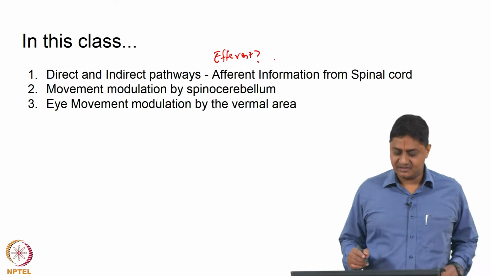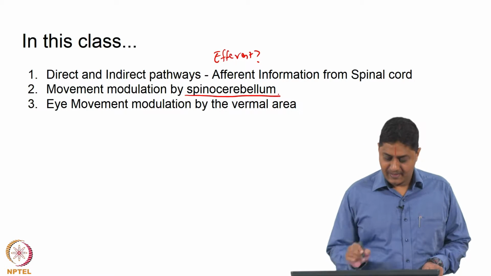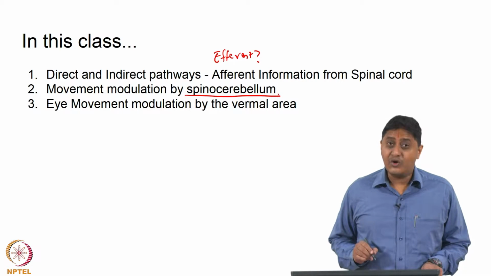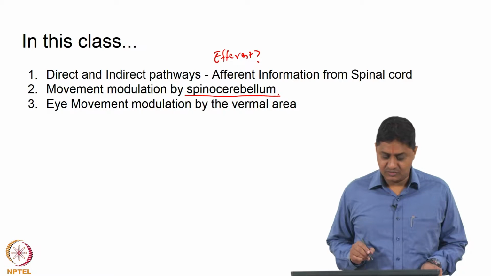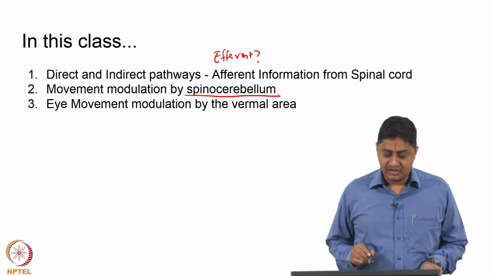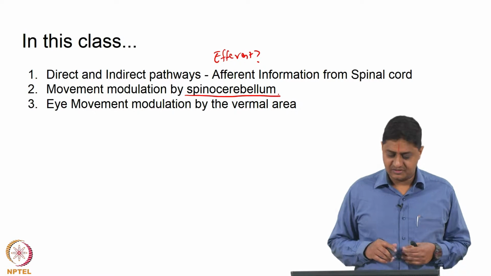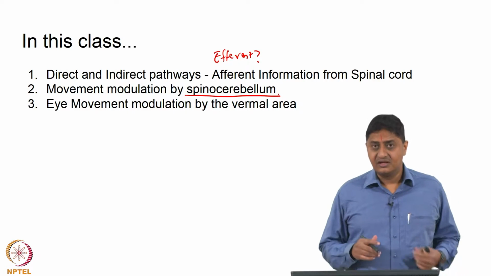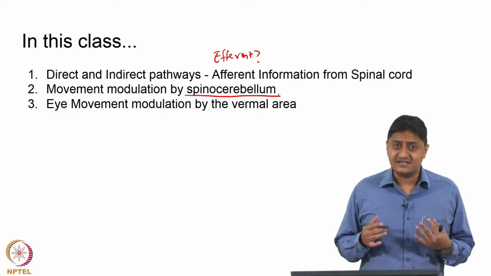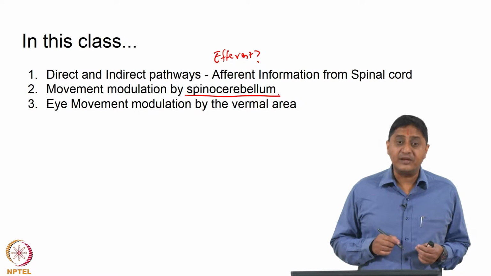We will discuss that, and how spinocerebellum is responsible for modulation of movements, and how Vermis and the intermediate area, or at least the Vermis and the flocculonodular lobe, are responsible for eye movements modulation. There are two types of eye movements that are presented: saccades and smooth pursuits. So, this is basically the first class of at least two discussions on spinocerebellum.